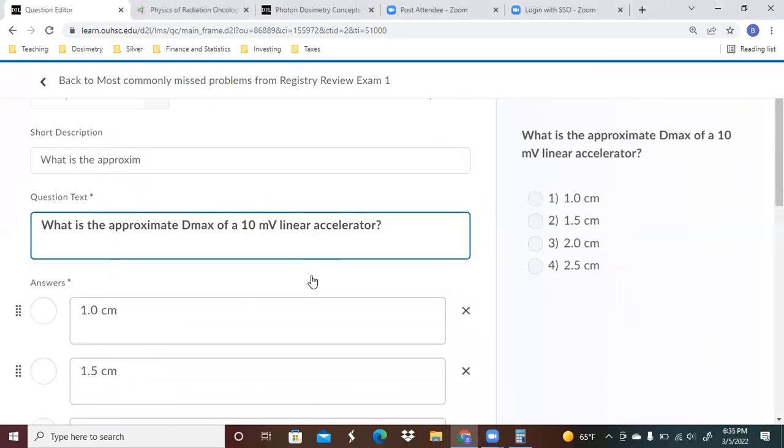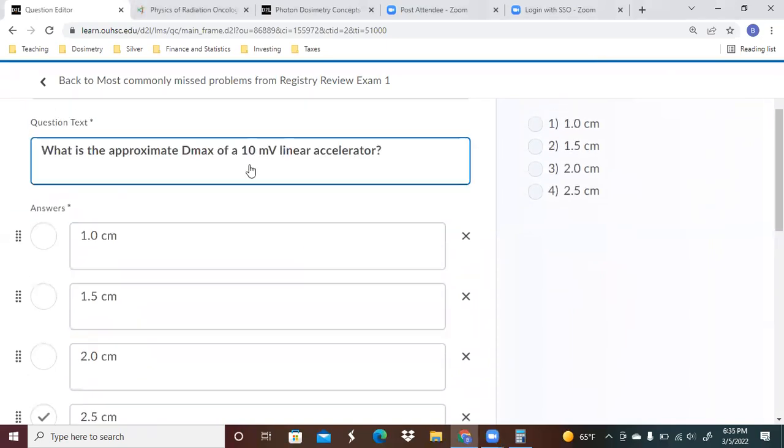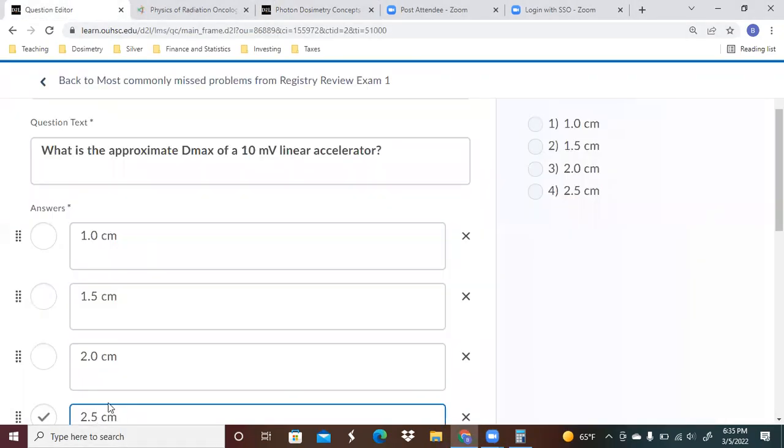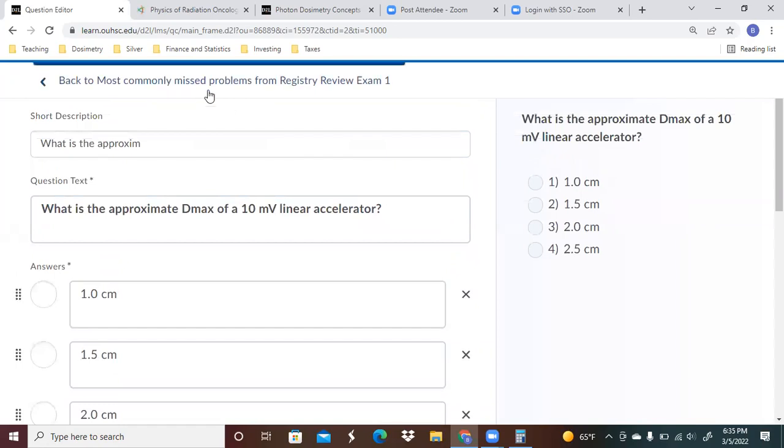What is the approximate Dmax of a 10 MV linear accelerator? I have a copy of this in the second exam list of PowerPoints here, so you can go to it and grab it. As you see here, in case you forget, roughly you're looking at E divided by 4. So your maximum energy divided by 4. In this particular case, you're looking at 2.5. Okay, so that's question 3.